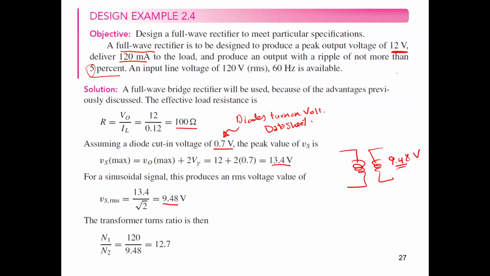We need to get the turns ratio required in order to get the 9.48. So the supply is already given. The supply is 120 RMS. So we can say now N1 divided by N2 equals 120 divided by 9.48 in order to calculate the turns ratio. So we got that the turns ratio is 12.7. So you should specify or get the transformer with this turns ratio or the closest value to this turns ratio.